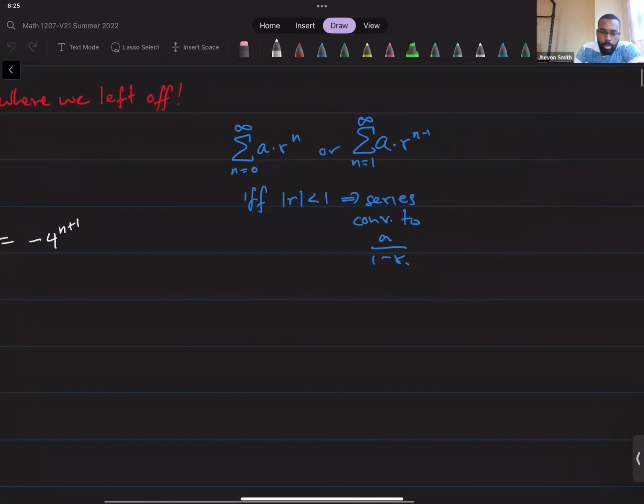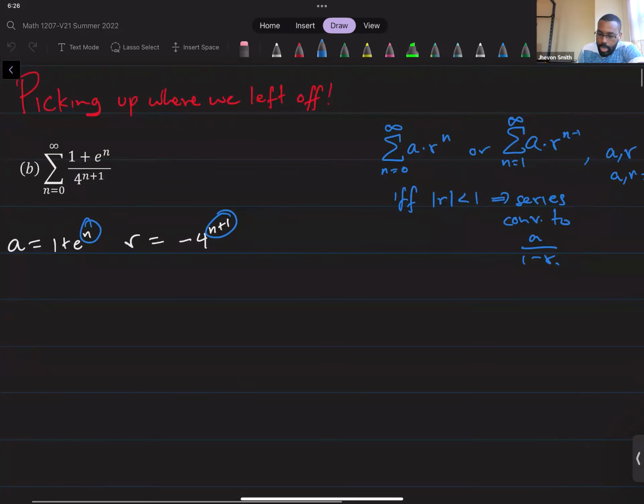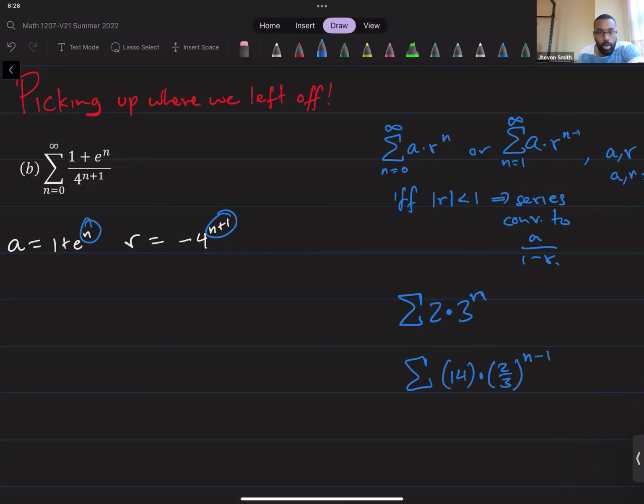Okay, so remember your a and r are constants, right? Constants with relation to the series. So a and r, they're not 0 and they're a constant. The fact that you have n's here means they're not constant, so that cannot be the a and the r. It's something like a series of 2 times 3 to the n, or 14 times 2/3 to the n minus 1 or something like that. So these things have to be like numbers. The moment they have letters in them, then it's not a geometric series anymore.